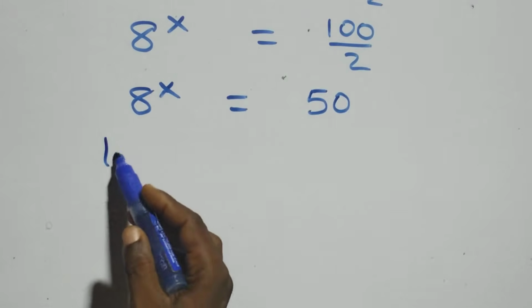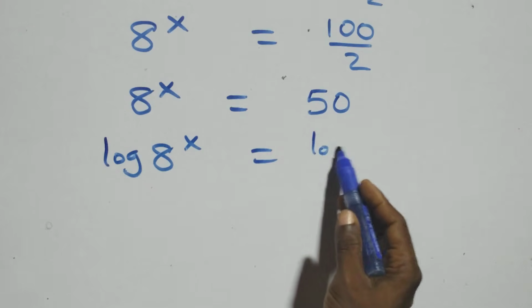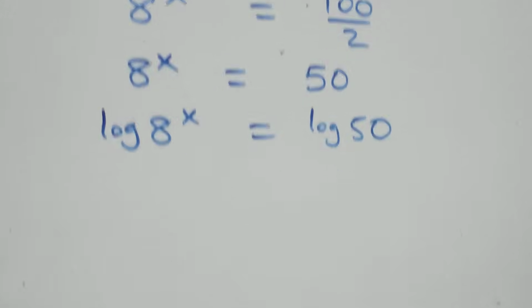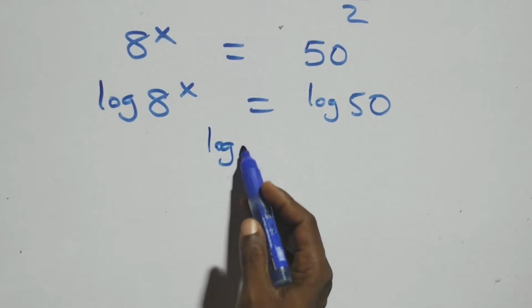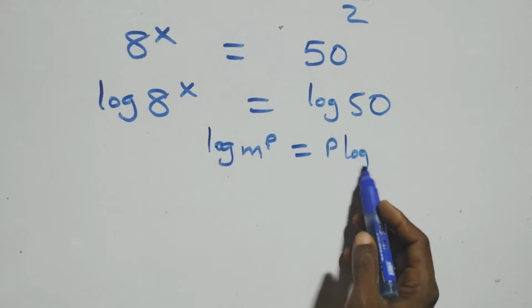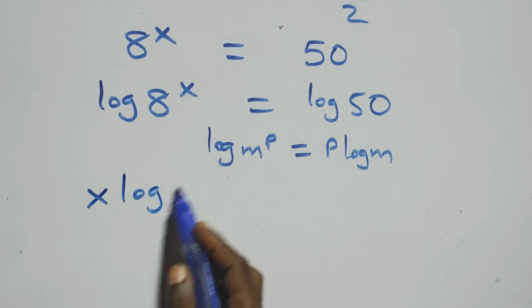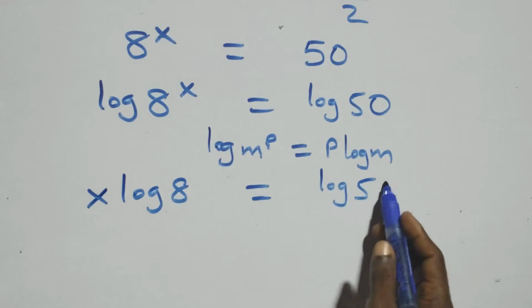That is, here we have log 8 raised to power x equals log 50. The next step here, we apply the power law of logarithm. When we have log m raised to power p, this is the same thing as p log m. Here we have x log 8 equals log 50.